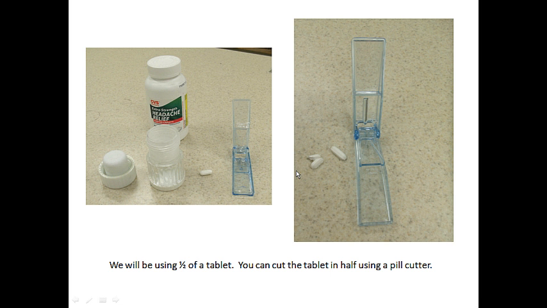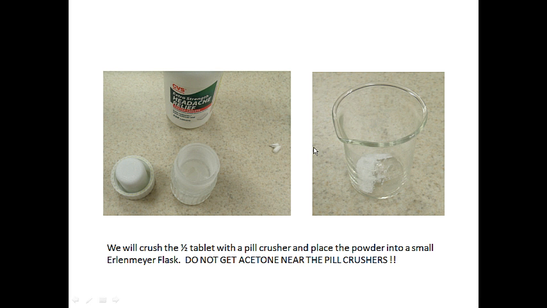So we take this Excedrin tablet and we're going to split it in half, and I have a bunch of pill splitters to do that. We split the tablet in half, and then one group can use one half and another group can use the other. Then you're going to grind this up in these little plastic pill crushers that I have to create the powder, and then pour that powder into a small beaker.